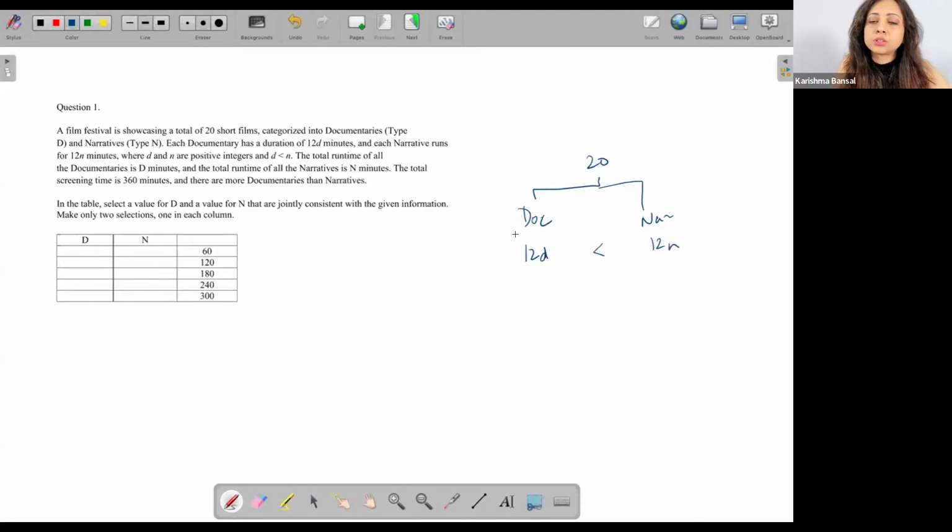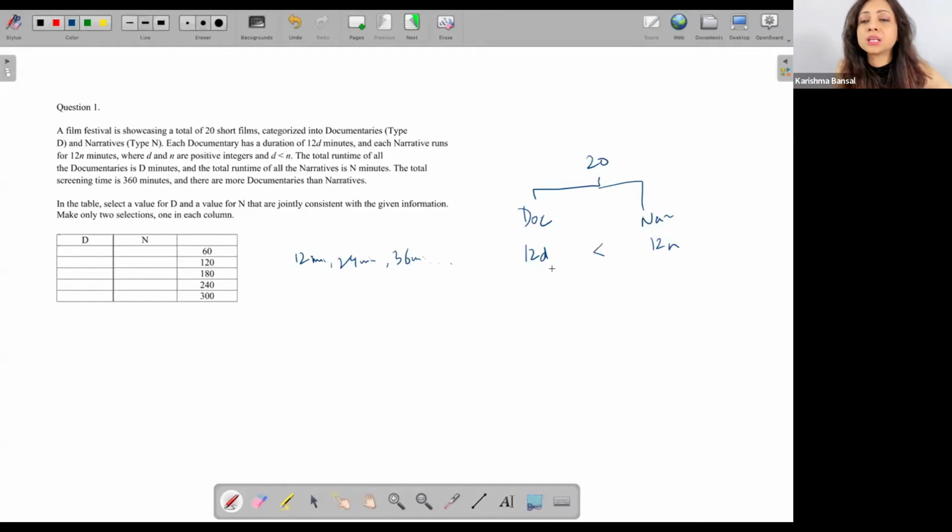So, the duration of each documentary or each narrative is going to be either 12 minutes or 24 minutes or 36 minutes, etc. Because D and N are integers, yeah? Again, remember, it is important that while you're reading the question, you think about what it means, what I can infer from here.